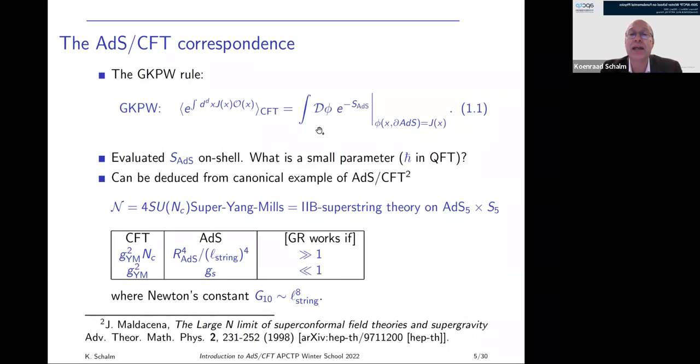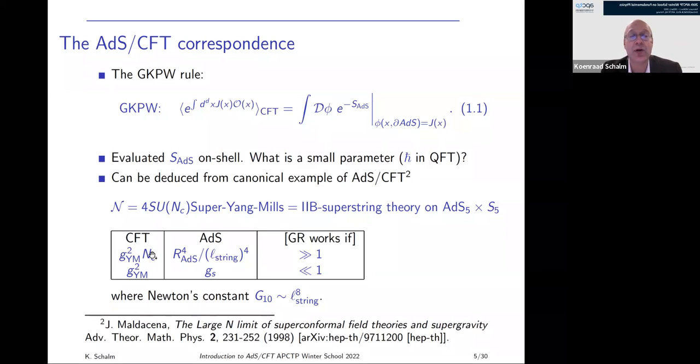So the approximation where we used ordinary general relativity to compute this precisely works when this number is very, very large and this number is very, very small. And here you see why AdS/CFT is a duality. The first lecture, or the first part of the first lecture that I gave you. Because if this is very, very large, this combination has to be very, very large.